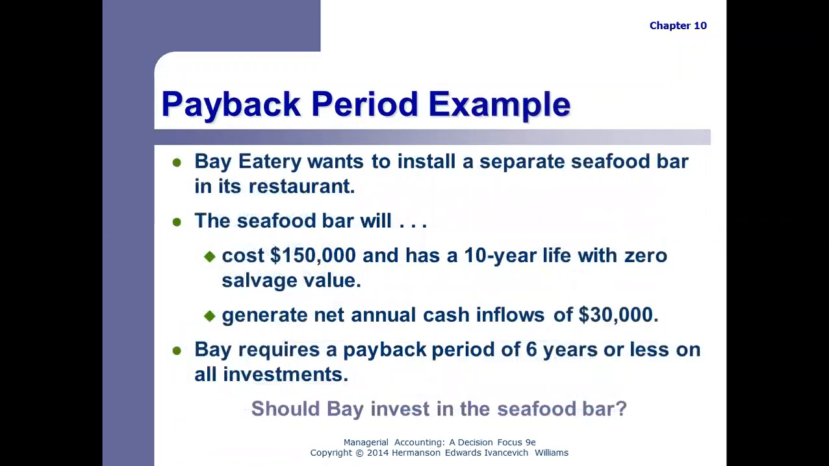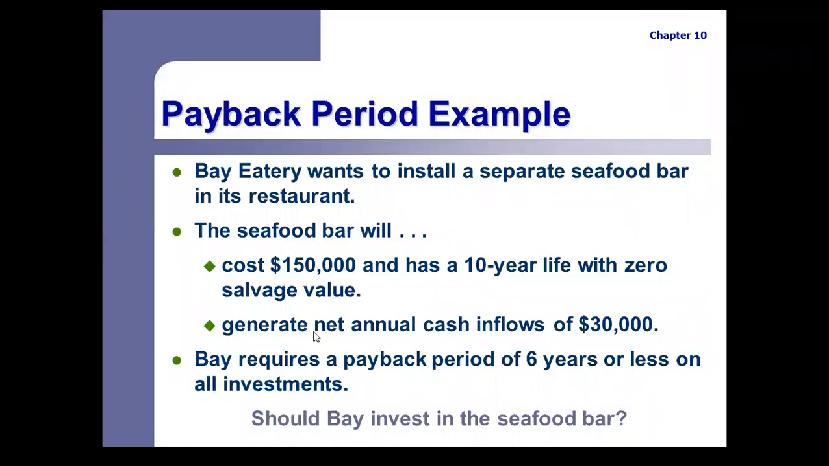Okay, so this eatery wants to install a seafood bar. The seafood bar is going to cost $150,000, has a 10-year life. So this seafood bar, they figure, can generate $30,000 of cash inflows a year. Notice it says net annual inflows because there's going to be expenses related to operating the seafood bar, but there will also be cash coming in from sales. So the net, or the difference between what comes in and what goes out, is this $30,000 net annual cash inflow.